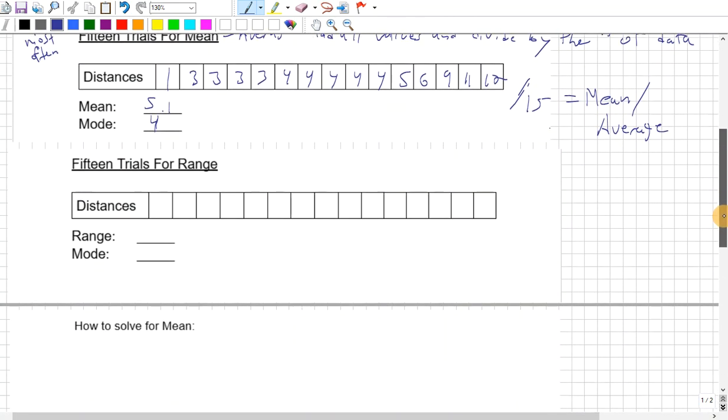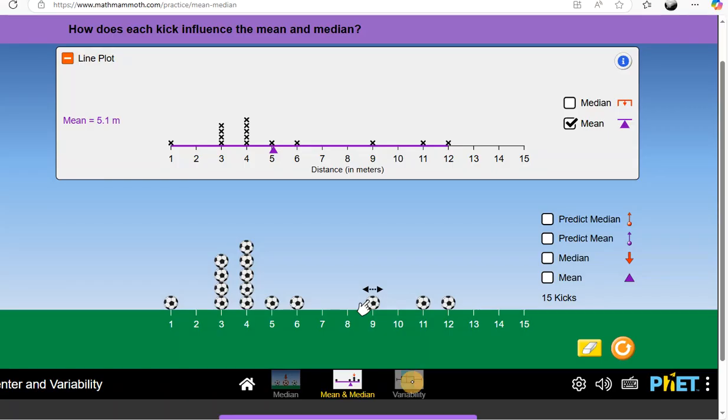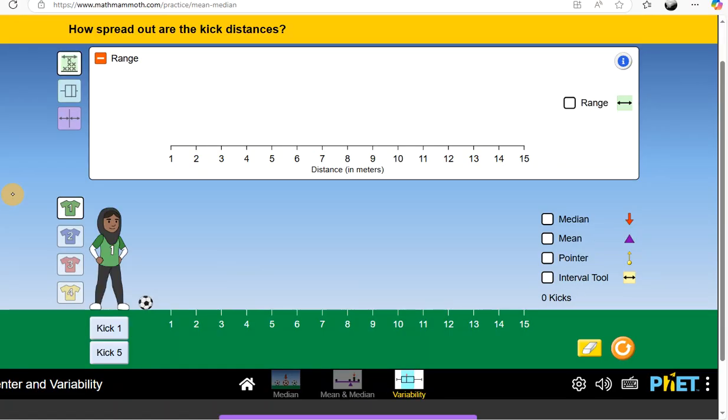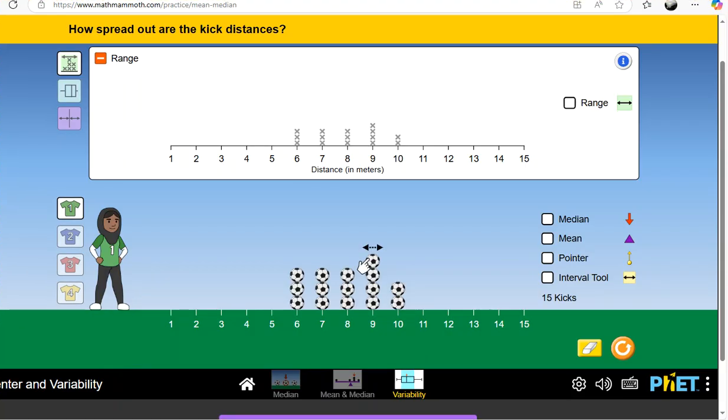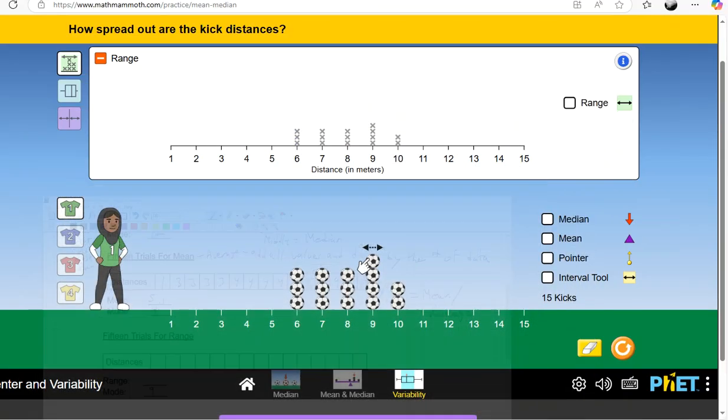The last one we're going to look at is the range. The range is probably the simplest one. So again, I'm going to do 15 trials. I did 15 trials on this one. I have these clumps of data. Again, we have only one mode. If 6, 7, 8, and 9 were all 3 high, then 6, 7, 8, and 9 would all be the mode. But because we only have one that's taller, 9 is, of course, the mode. That's the one that occurs the most.